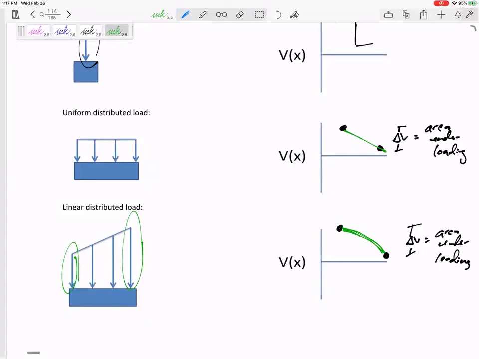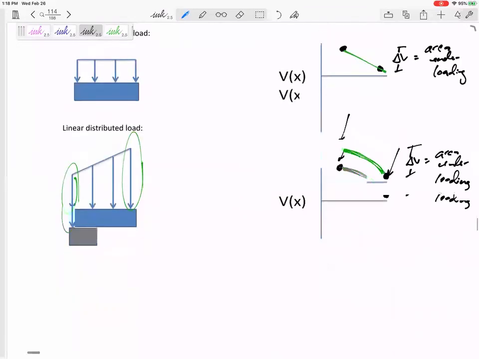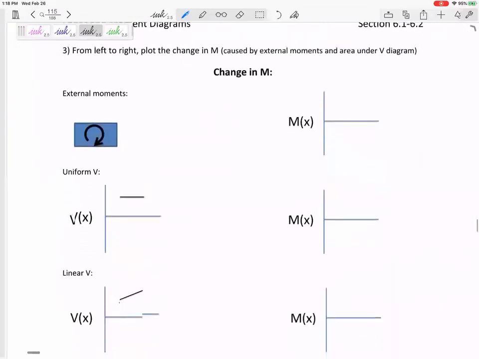And so not only am I looking for, okay, did you get that point right and that point right? I'm also looking for, did you get the curvature correct on your shear diagram? But the main thing is the loading pushes me up or down. All right, the moment.